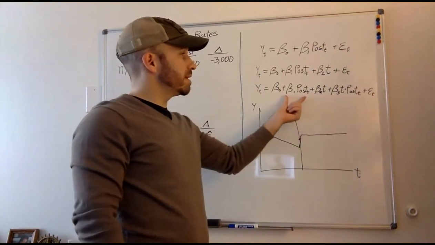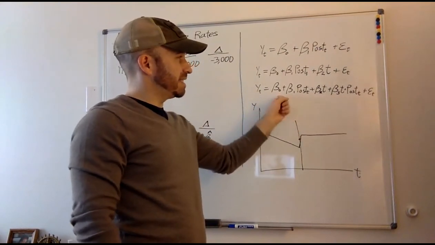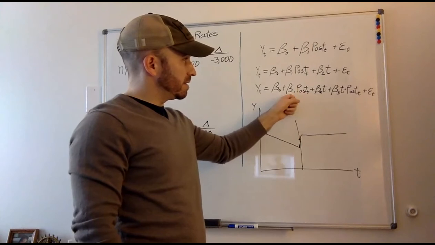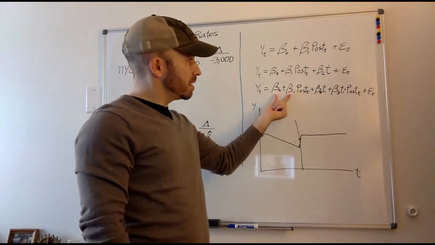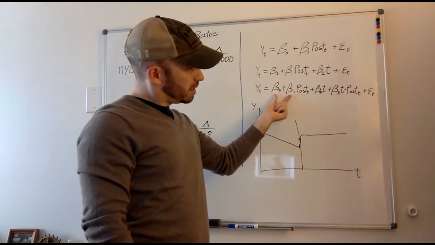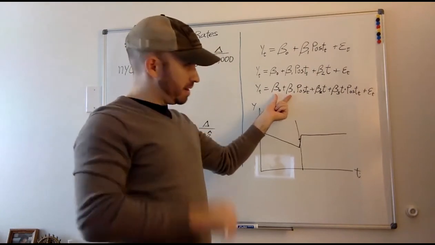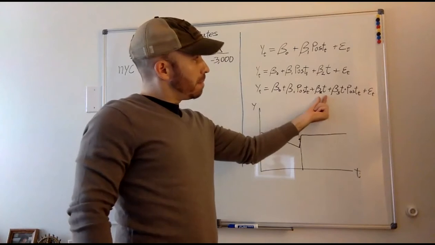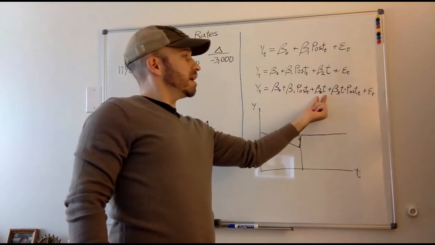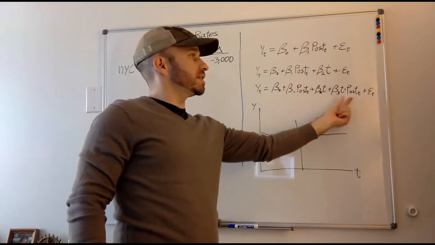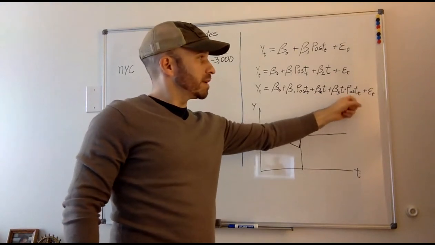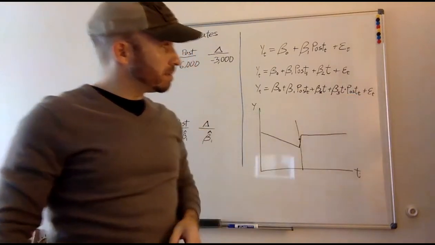Right, so that's going to mean that once we pass 1994, not only does beta 1 get added to the constant in the fitted estimation, right? But the way that crime rates change over time also gets adjusted by beta 3 because post becomes equal to 1.